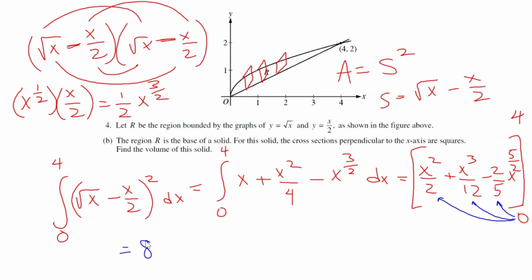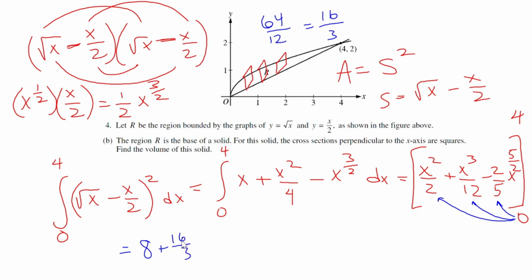And then we've got 4 cubed, which is 64 over 12. Right? So 64 over 12. Those can both be divisible by, or they're both divisible by 4. Right? So that's 16 over 3. So we've got 8 plus 16 thirds here.